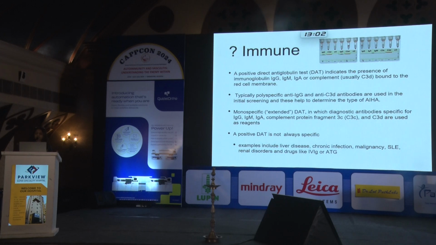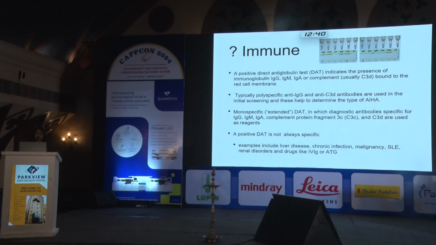Once we see it is the IgG type or the C3, we then go on to do the extended or the monospecific Coombs test, in which the diagnostic antibodies, which are specific for IgG, IgM, IgA, or the complement, we need to decide to classify it as a warm or a cold or a mixed autoimmune hemolytic anemia.